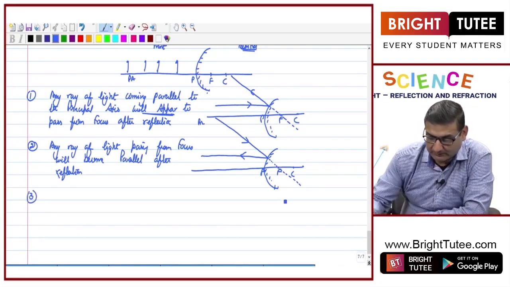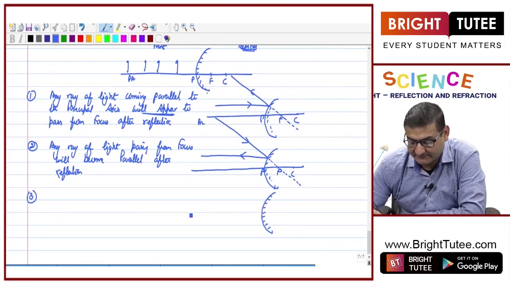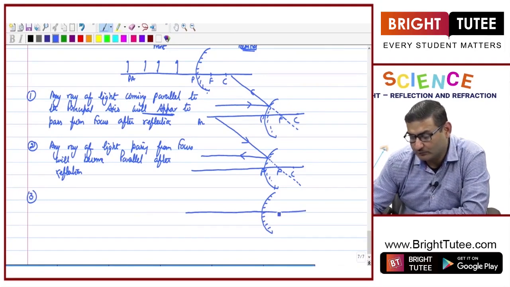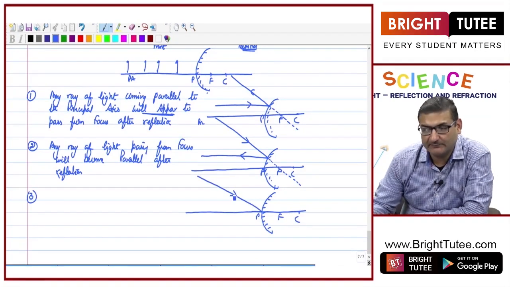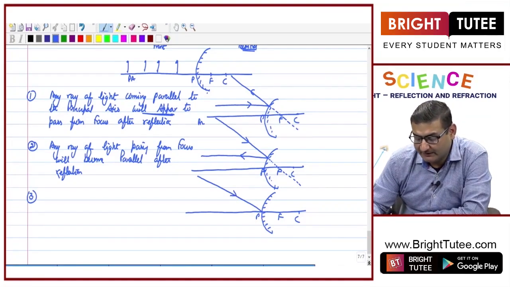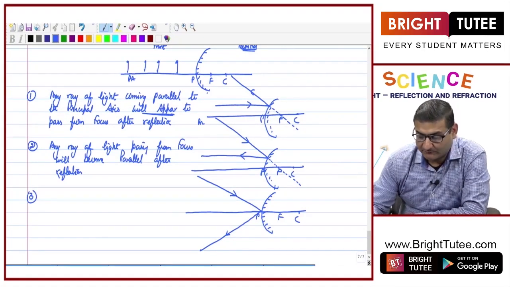Now, third rule, as we have seen in the case of concave mirrors also, the same rule applies here. In fact, the third and the fourth rule both will be the same. This is a convex mirror, P, F and C. Any ray of light which is going and striking the pole of the mirror will be reflected, making the same angle after reflection. Fine. Fourth rule.